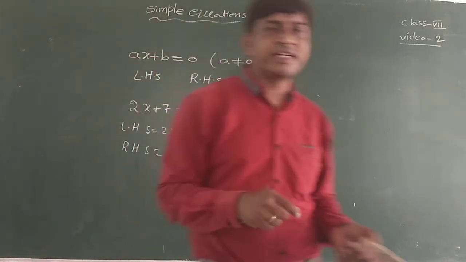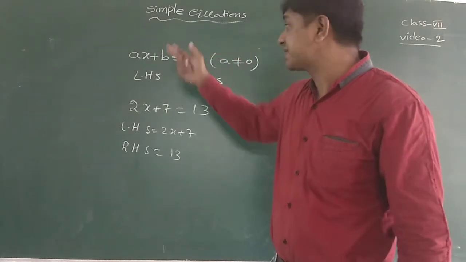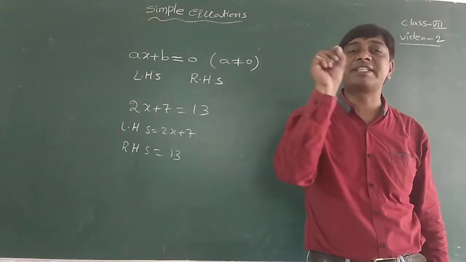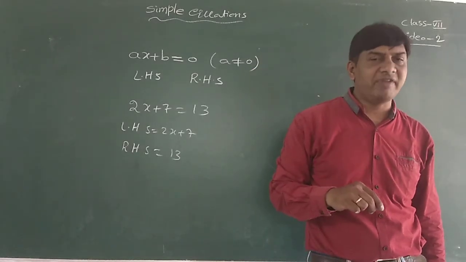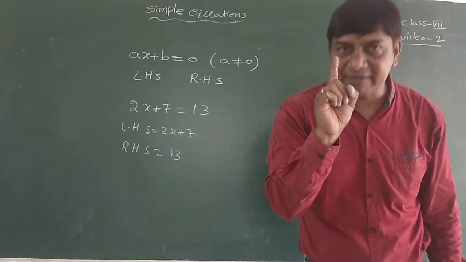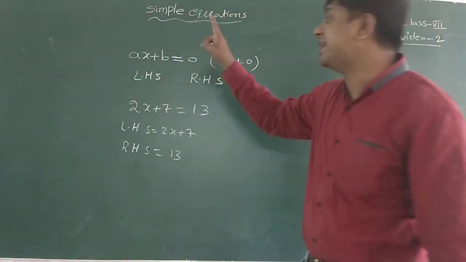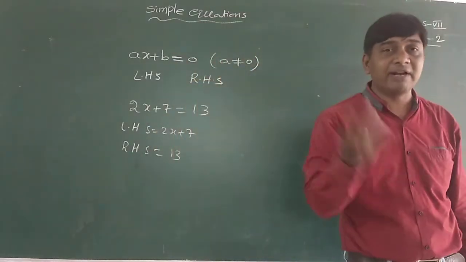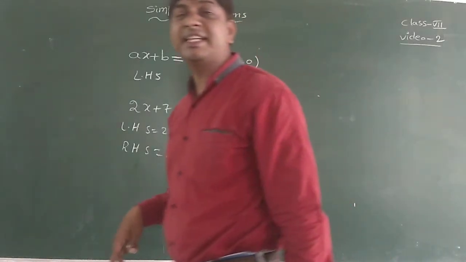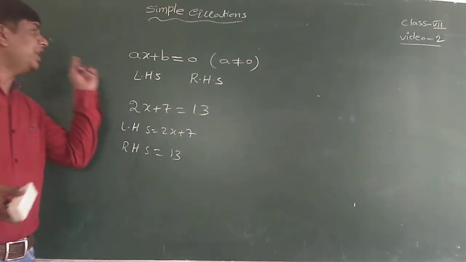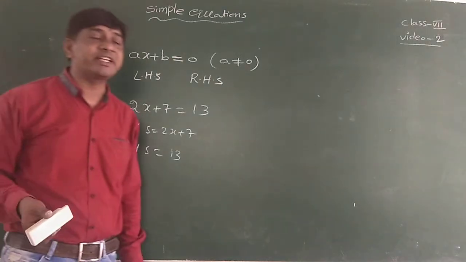What is a simple equation? A linear equation which contains only one variable is called a simple equation. Keep it in mind: wherever I use the word equation, it means linear equations only, because our topic is simple equation. A linear equation which contains only one variable is called a simple equation or simple linear equation.